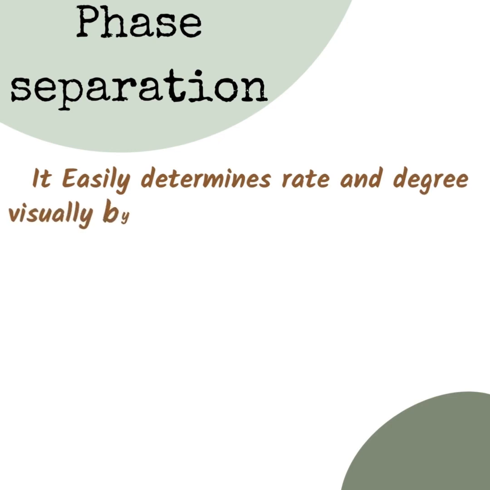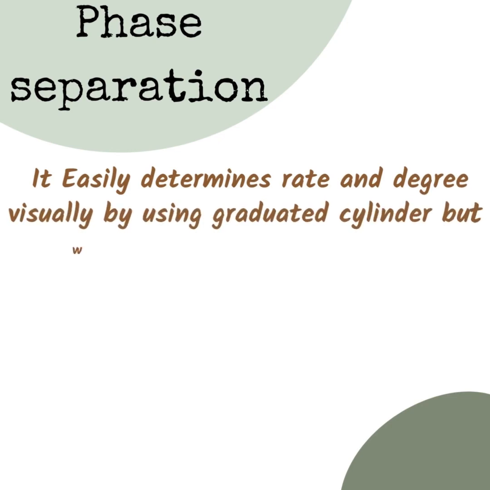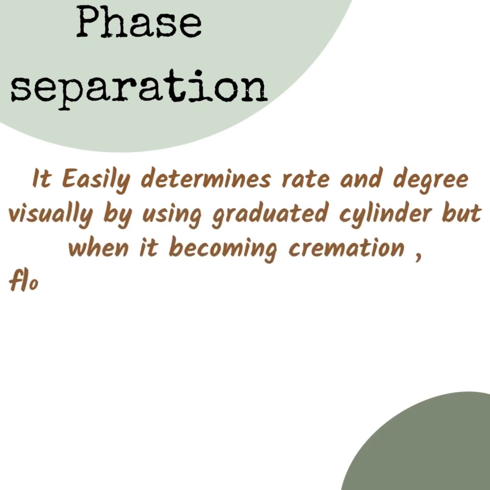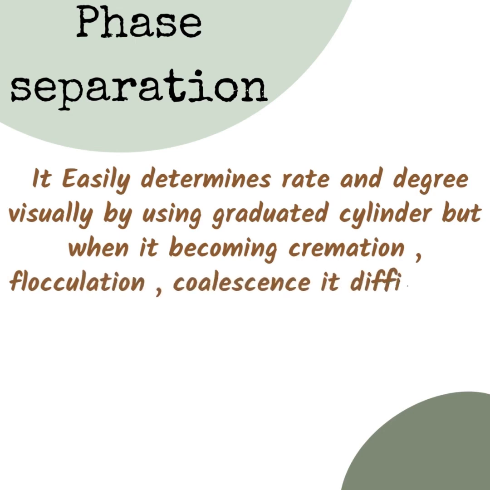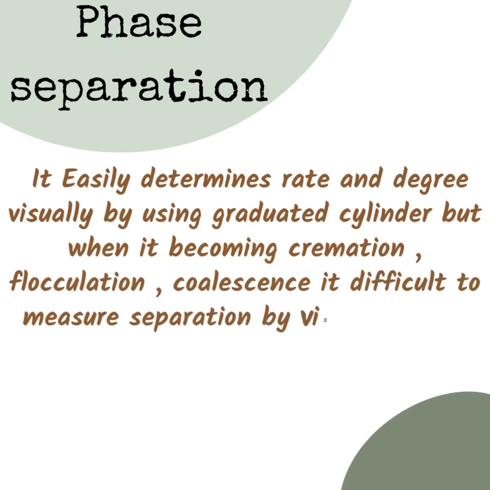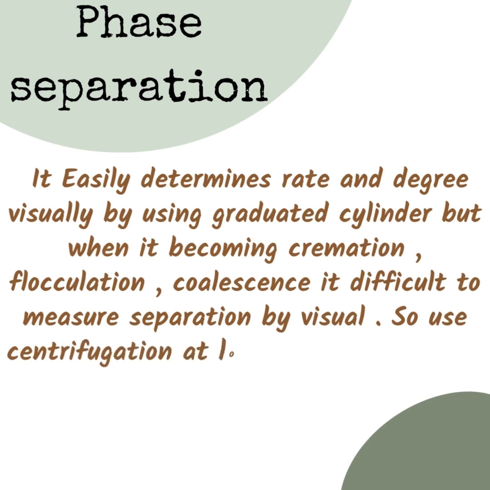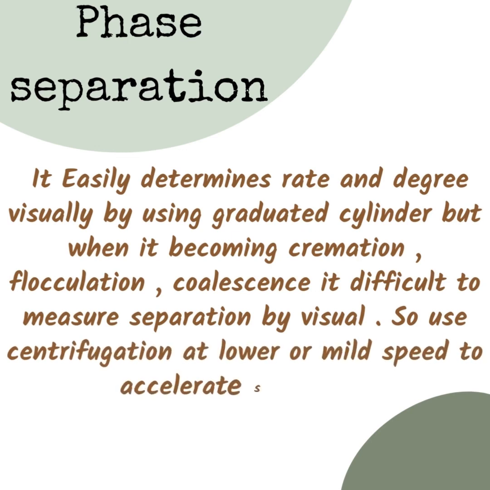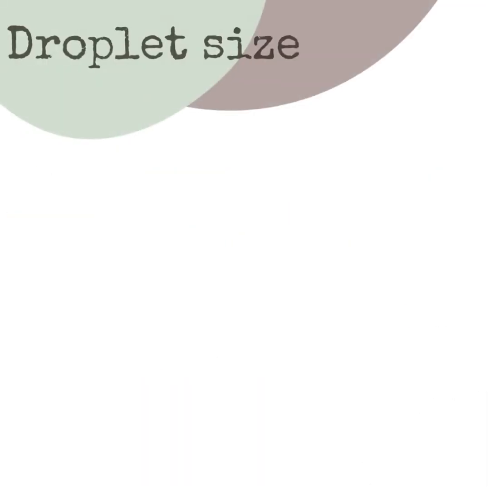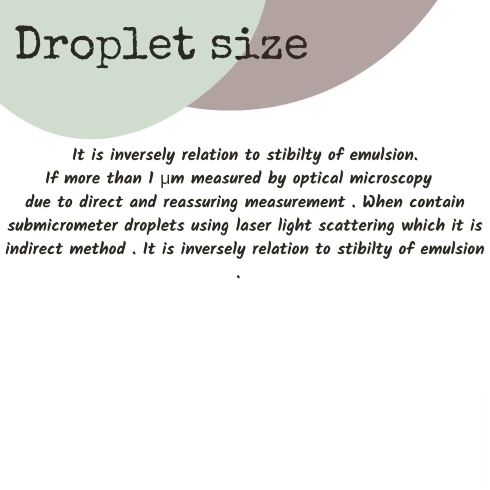is needed for good stability, and viscosity can be measured by cup and bob viscometer. Phase separation is easily determined in rate and degree visually by using a graduated cylinder, but is difficult when flocculation, coalescence and creaming become involved. So we use centrifugation. Droplet size is in fair relation to stability of emulsion; if more than 1 micrometer it is measured by optical microscopy, because it is a direct and reassuring measurement, whereas sub-micrometer droplets need other methods.